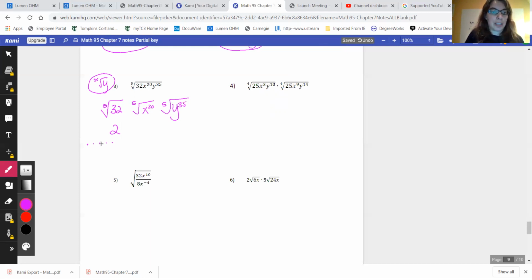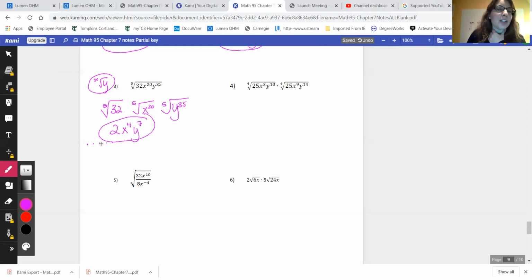4 times 2 is 8. 8 times 2 is 16. 16 times 2 is 32. We get to this exponential expression of the variable. As always, exponent divided by index gives us our answer.